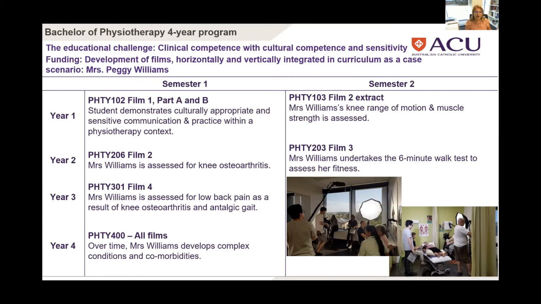And she's also an elder in the community. And so she needs to then get some treatment to be able to participate in her community as an active member.